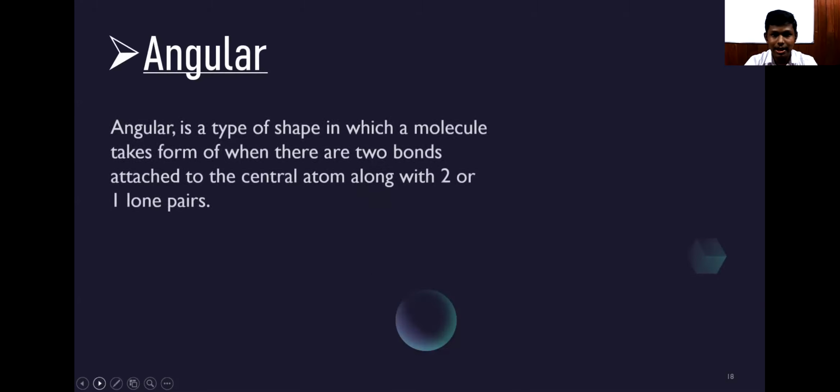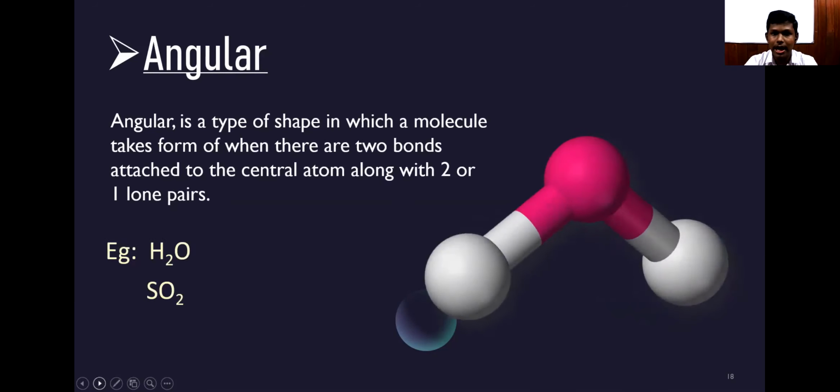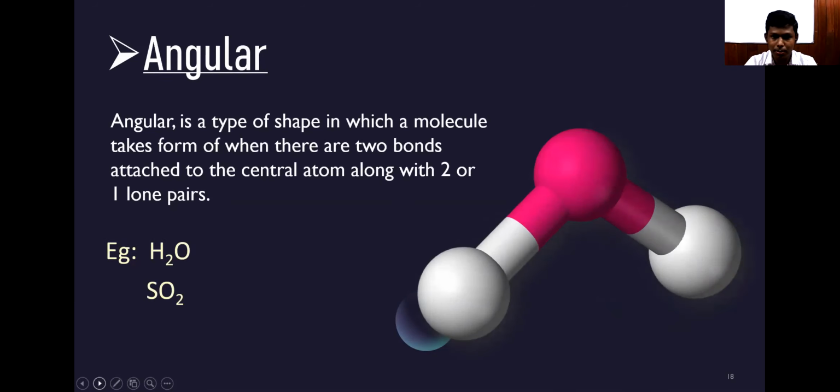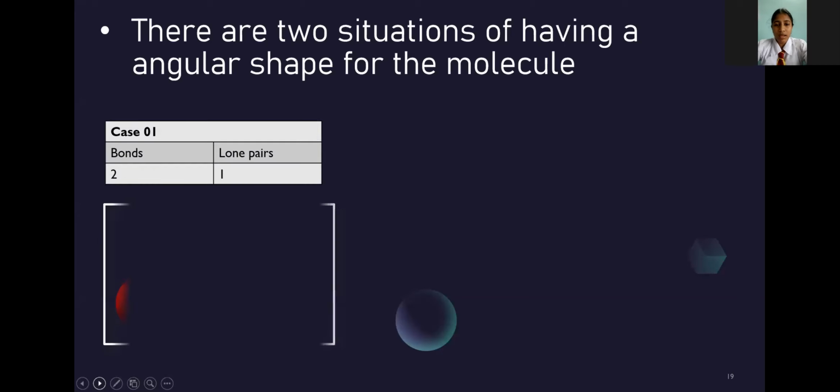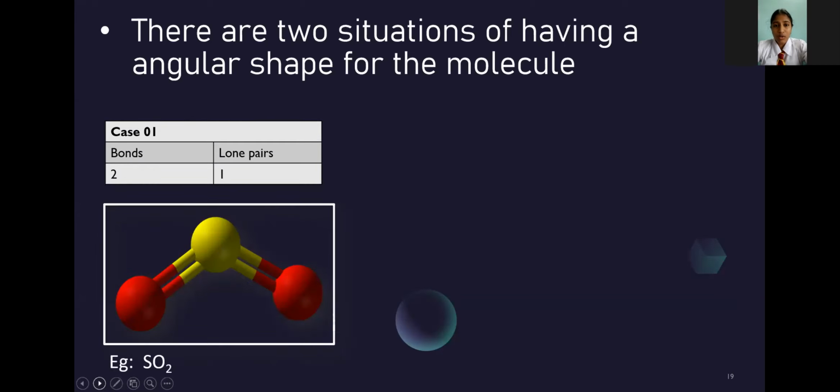Now let's understand the shape of the molecules in detail. The angular shape takes form when there are two bonds attached to the central atom, along with one or two lone pairs. The examples are H2O, SO2. While analyzing the formation, there are two situations of having the angular shape for the molecule. In case 1, there are 2 bonds and 1 lone pair. Such an arrangement can be observed in the SO2 molecule.